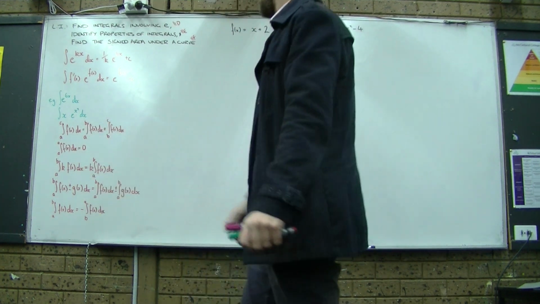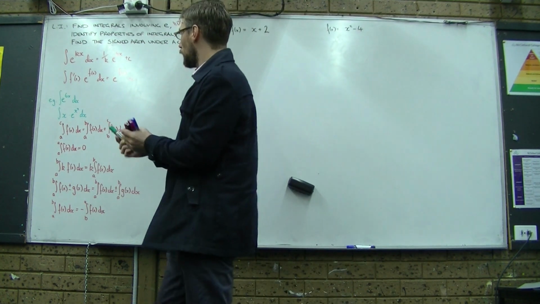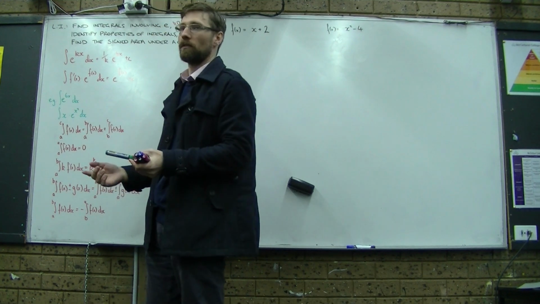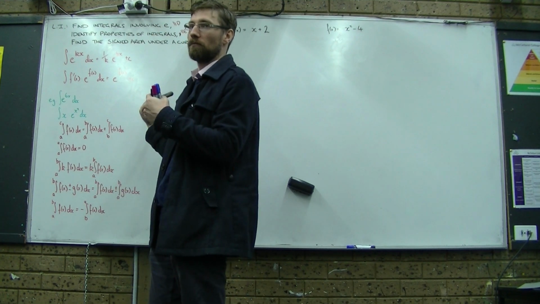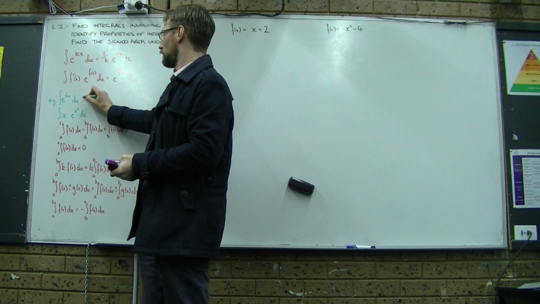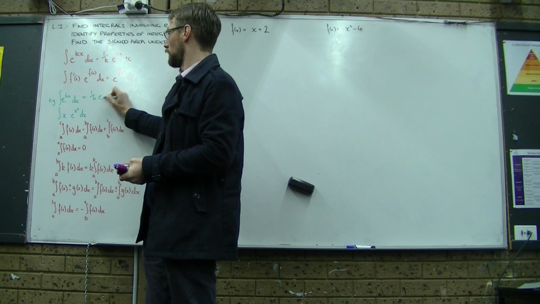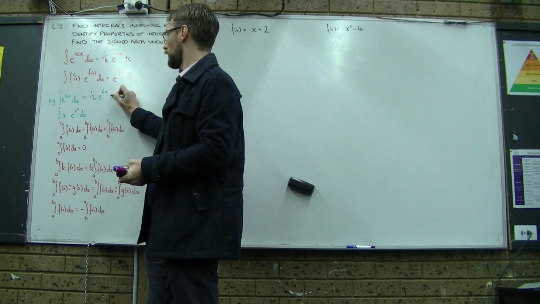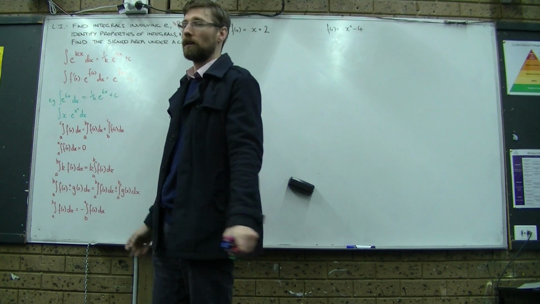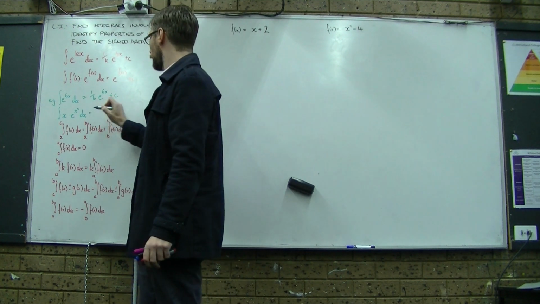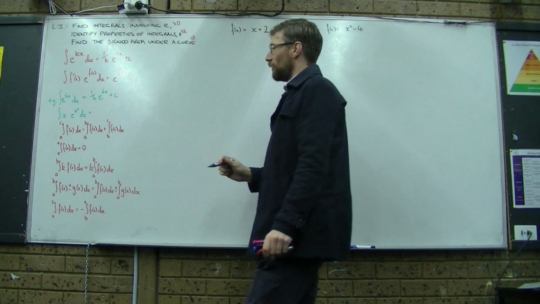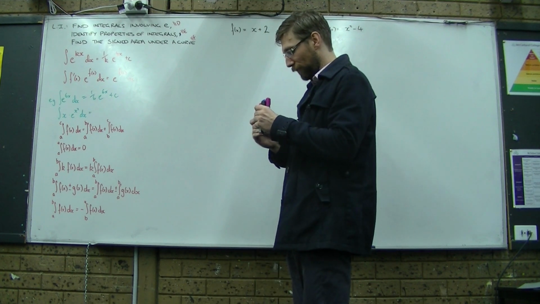Cool? So, for example, we've got e to the 6x. If I integrate that, what should I get? 1/6. What's that? Beautiful. That easy. Super easy. Lovely function. Cool. This guy, a little bit more fiddly.